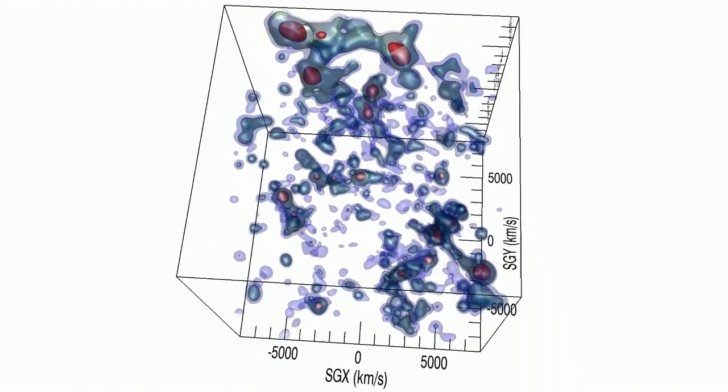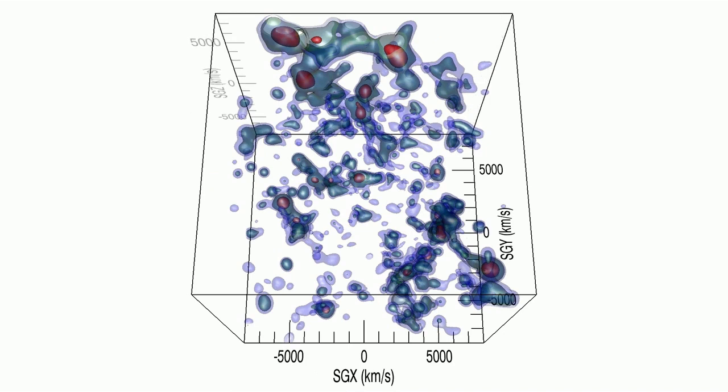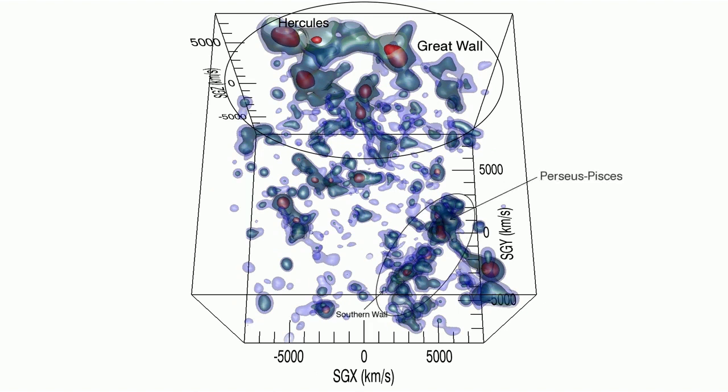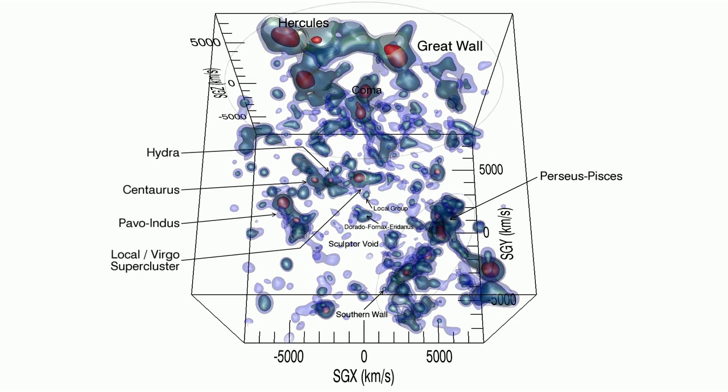We rotate to something like a top-down view. We see the importance of the Great Wall and the Hercules cluster region within it. The Perseus-Pisces filament is important, and we see its connection with the southern wall. The local supercluster is not so important.